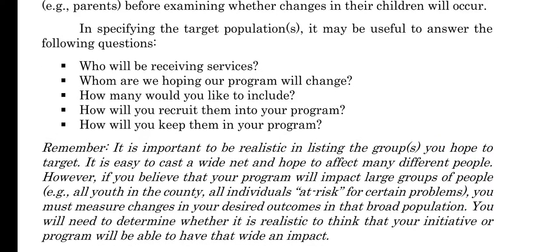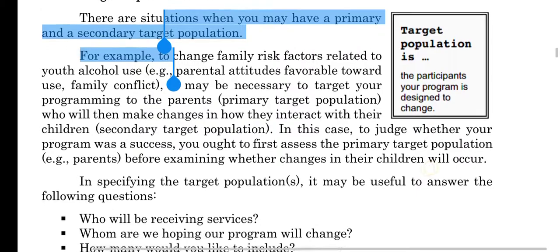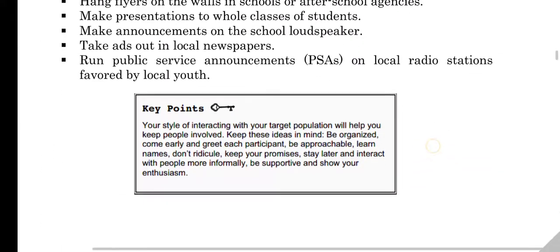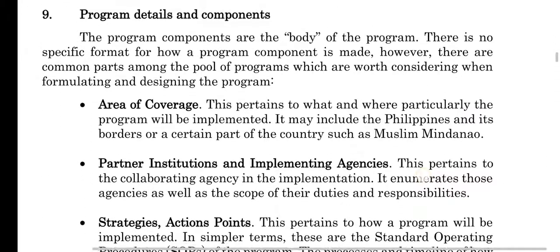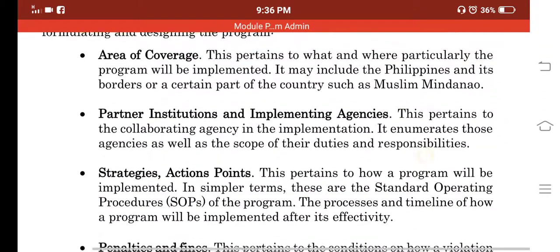So you may specify that. Whom are we hoping our program will change? How many would you like to include? If you have certain data, how will you recruit them into your program? How will you keep them in your program? These are particular questions that you have to answer. Kailangan masagot ito so that you can formulate your number 8 program part, which is the target population and beneficiaries. Okay, so these are some of the information. Just read your module. The number 9 and the last one is the program details.